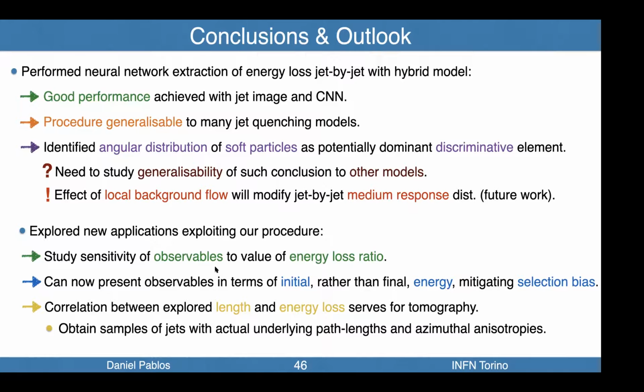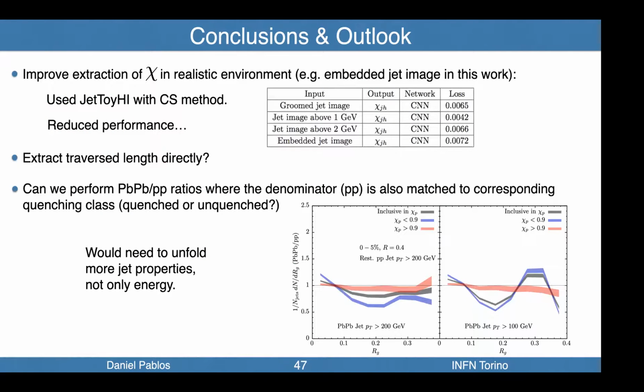And the applications include the study of observables depending on the energy loss ratio. So we can present them in terms of the initial rather than the final energy, and we can mitigate selection bias. And the length and energy loss, even though we cannot extract the length directly yet, it does serve for tomography applications in which we can recover the underlying path lengths and azimuthal anisotropies.